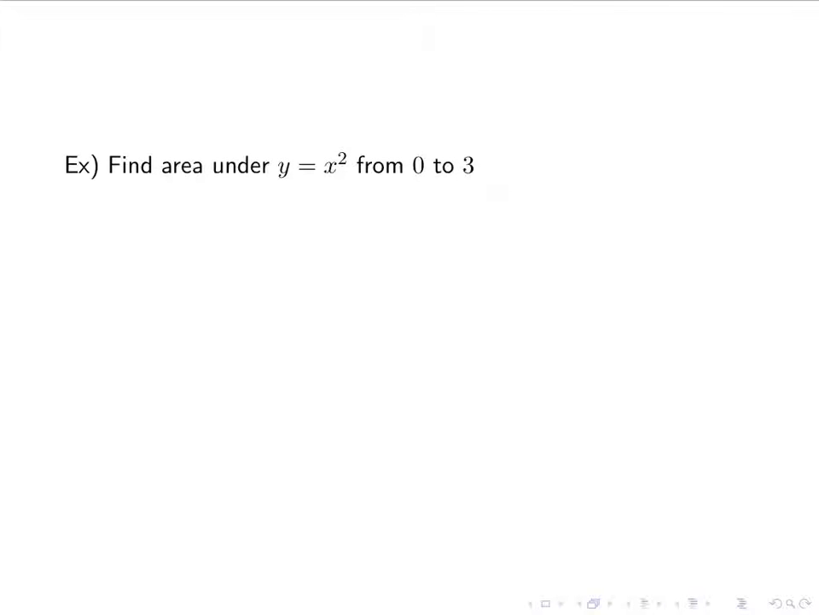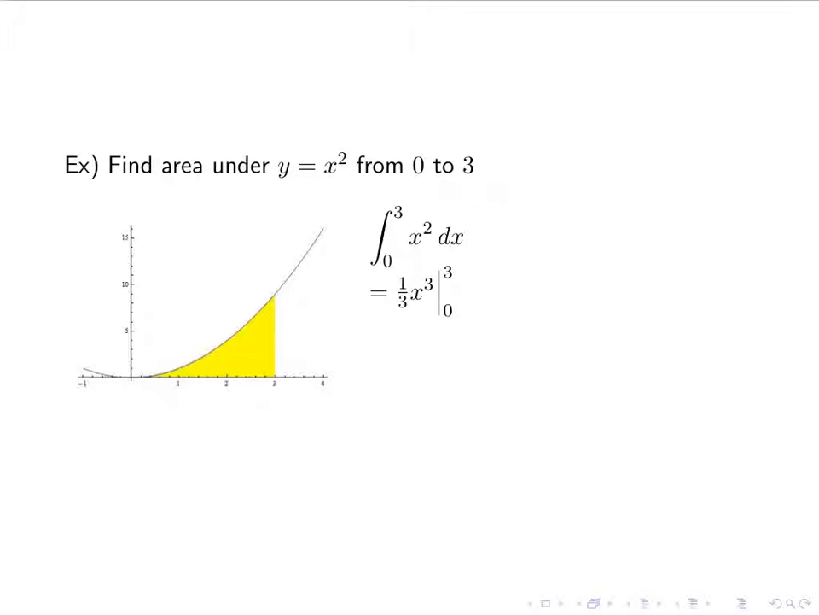For our next example, it says find the area under y equals x squared from 0 to 3. And again, we have a picture here for you. So here's the graph of y equals x squared shaded below the graph from 0 to 3. In integral form, that is the integral from 0 to 3 of x squared dx. And again, the integral of x squared is 1/3 x cubed, like we just had from the last example. And it's evaluated from 0 to 3.